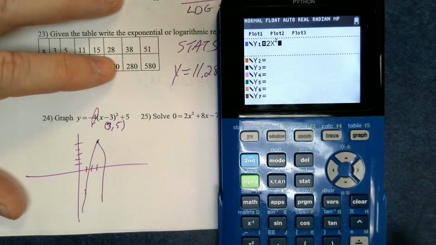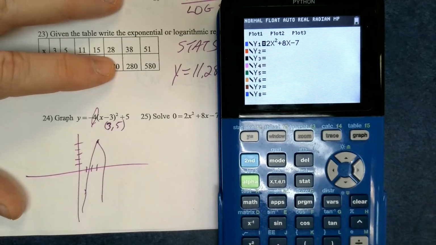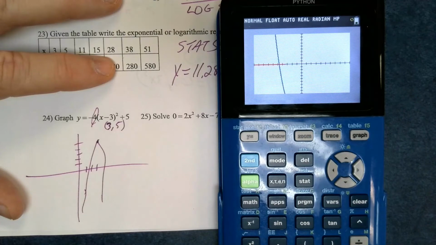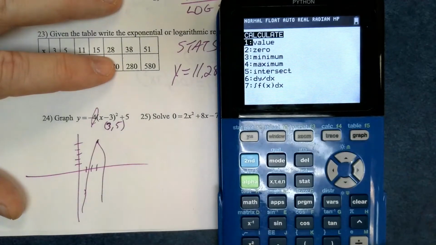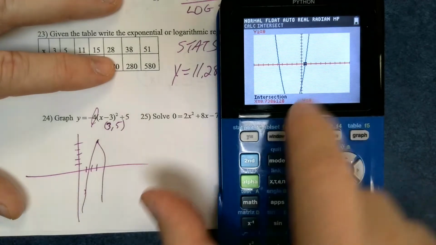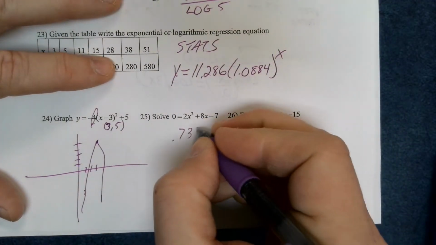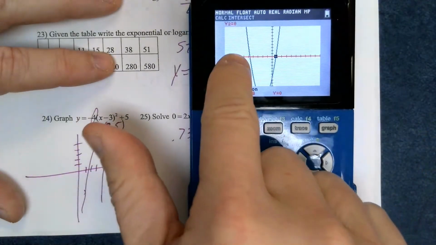2x squared plus 8x minus 7, and then y2 make it be 0, and zoom 6. So it looks like it has two solutions, one right there and one right there. Second trace, number 5, enter, enter, enter. One of them is 0.7386. And the other one's right over here.